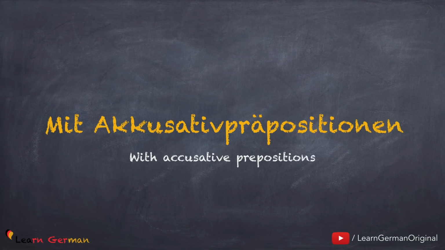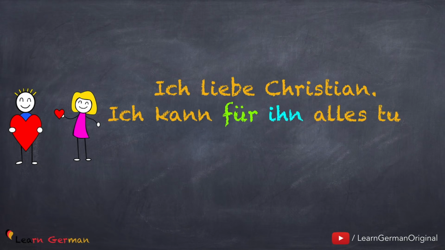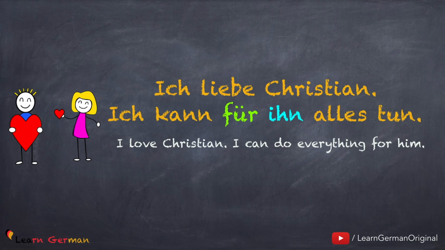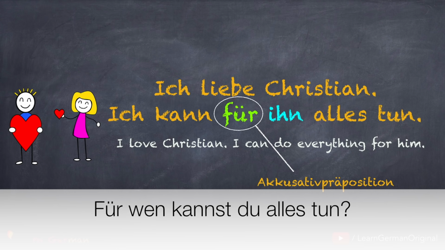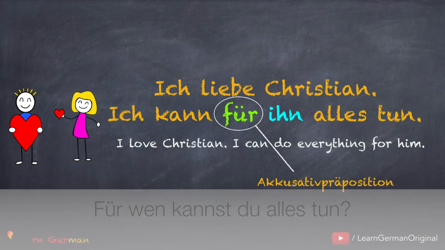Ihn is also used with prepositions that take accusative. Mit Akkusativpräpositionen. Here's the first example. Ich liebe Christian. Ich kann für ihn alles tun. Since für is an accusative preposition, you will use an accusative pronomen with it. In this case, ihn. And here, the question should be, für wen kannst du alles tun?